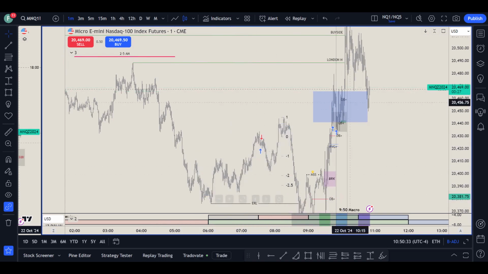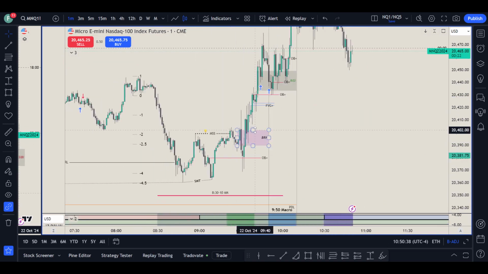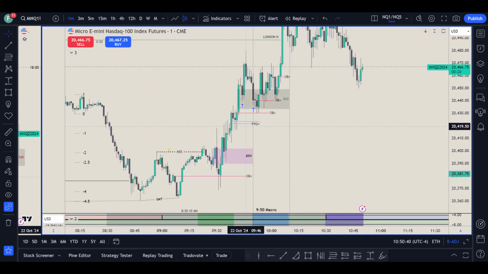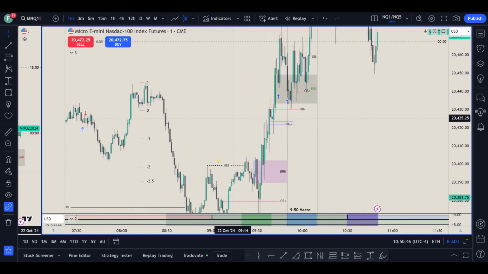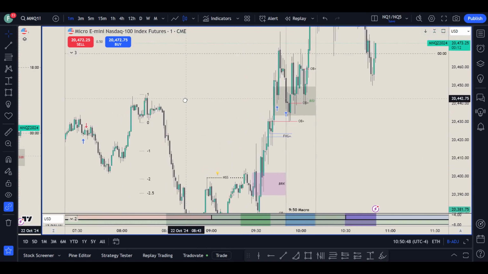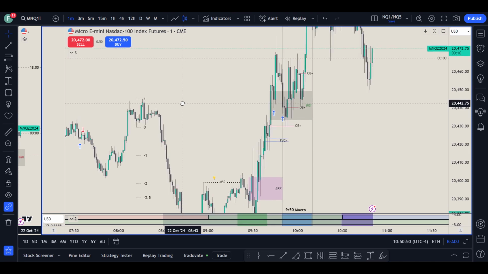So now the actual entry, after we form this breaker, price pushes on higher, we form a tiny little fair value gap, as you can see here. Price respects it with body closures again. We come above here, and now at this point, we have SMT.